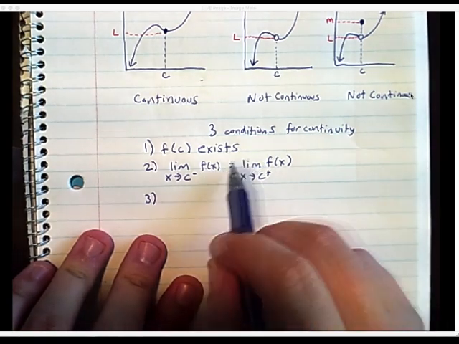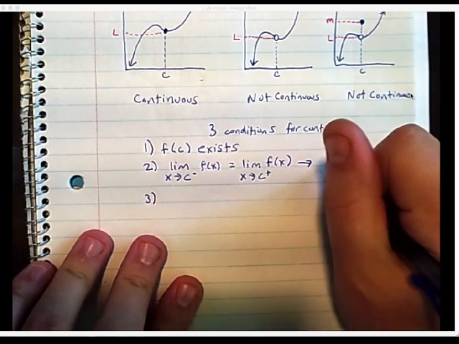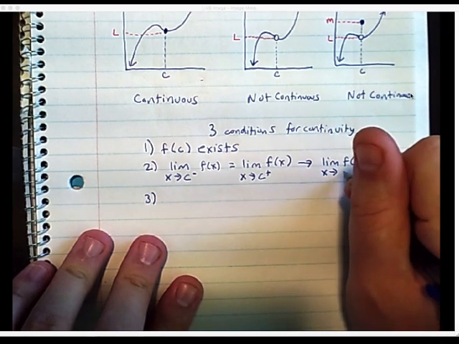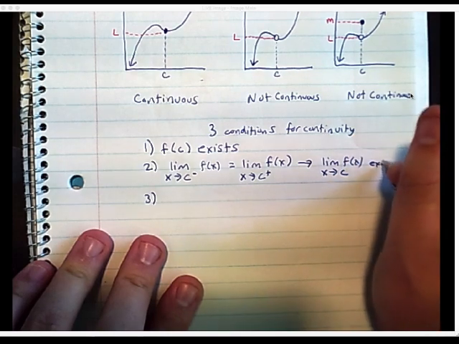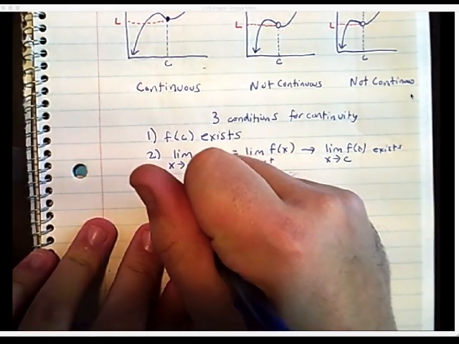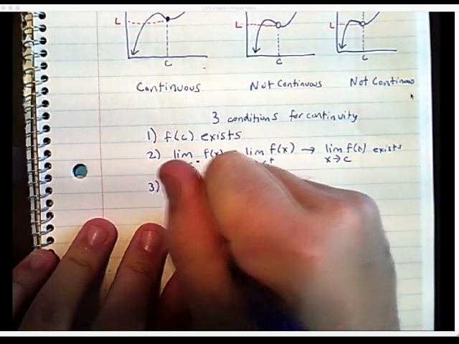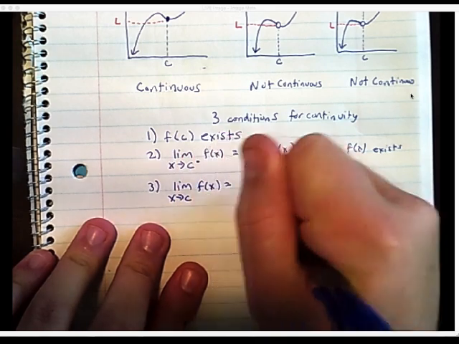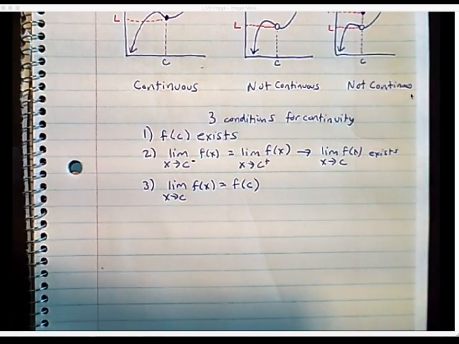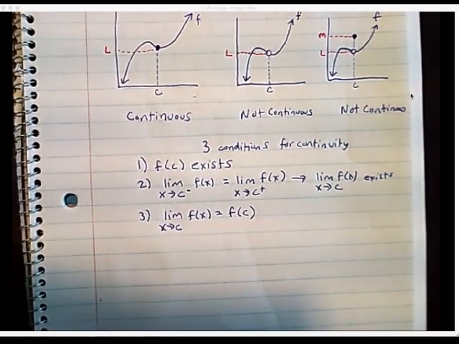Basically, if number 2 is true, that implies that there is a limit. If each of the one-sided limits are the same, then the limit exists. That's just another way to write it. The third thing is that the limit as x approaches c of f of x has to be the same thing as f of c. For a function to be continuous, it has to meet all 3 conditions.